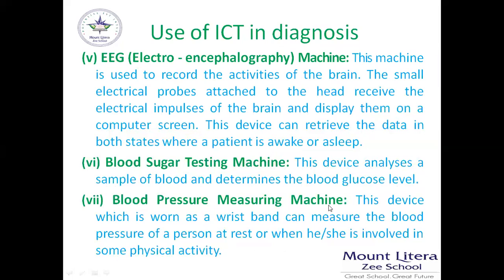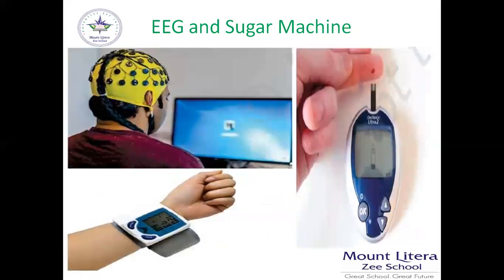Blood pressure measuring machine: this device, which is worn as a wristband on the hand, can measure the blood pressure of a person at rest or when he is involved in some physical activity. You can see in the picture here, it is the ECG machine, it is the blood sugar machine, and here the wristband is the blood pressure machine. You can see in the picture.